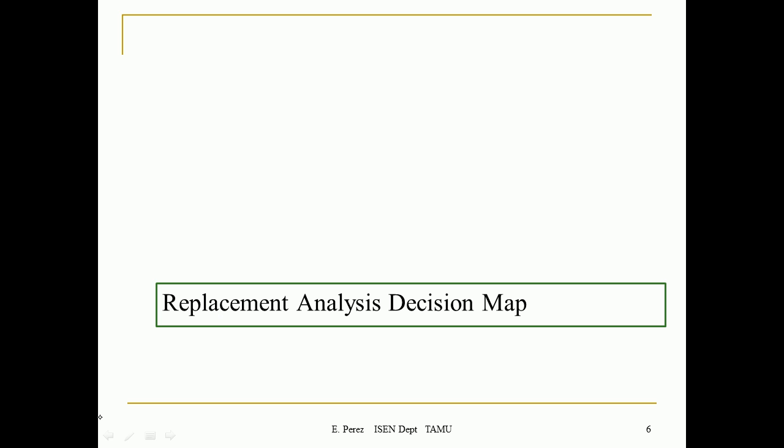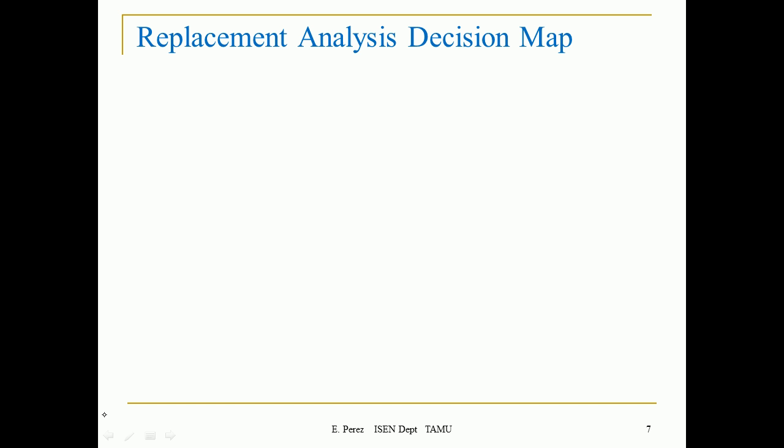So let's show you that replacement analysis decision map. Initially this will probably not make a lot of sense to you, but you will see that this is going to become very useful as we progress in the lecture. So this is our replacement analysis decision map. The first thing you need to do is identify the alternatives you have for replacing the asset that you have in place.